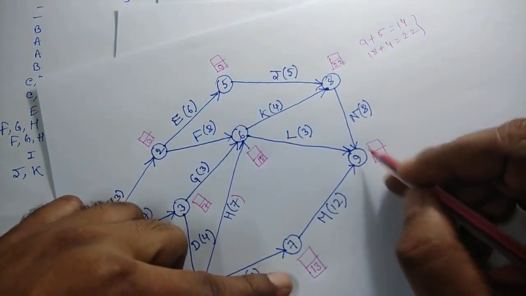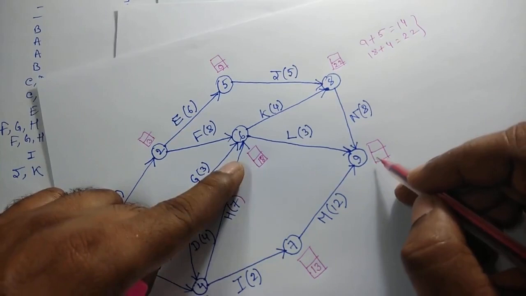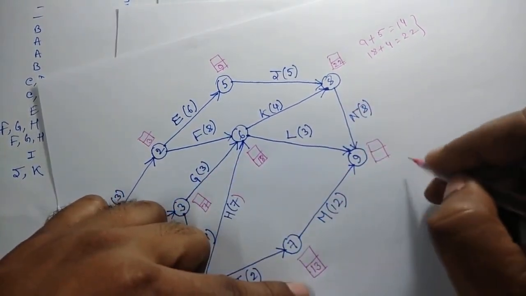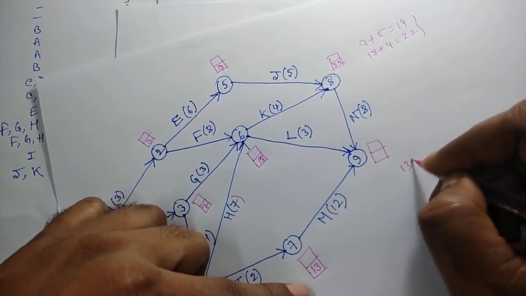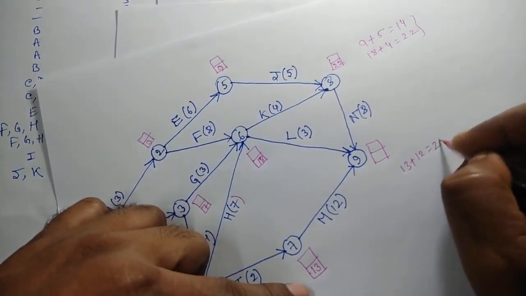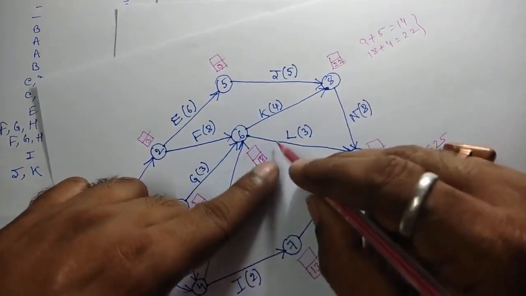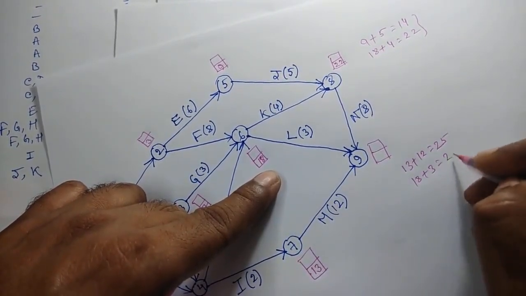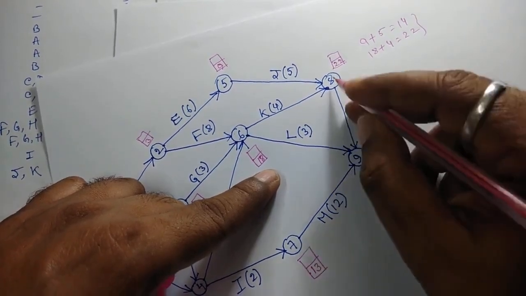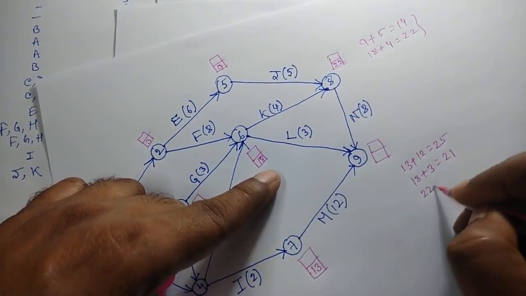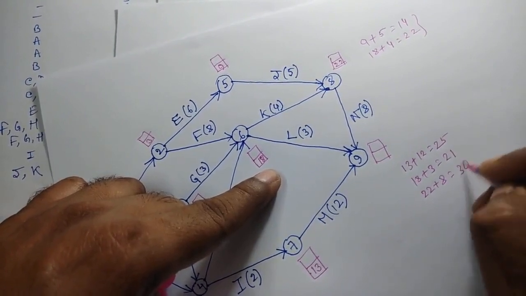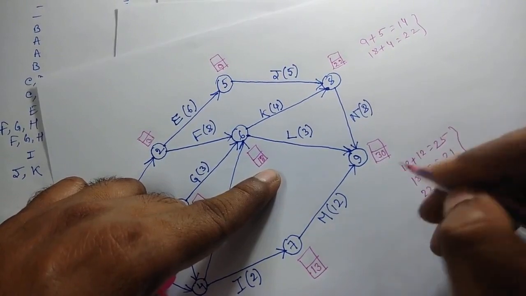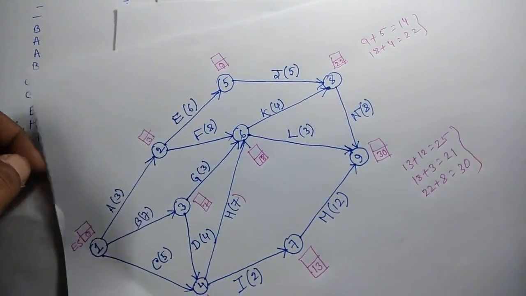Next, for the final node, there are three paths. So it will be 13 plus 12 equals 25 for this path. For this path, 18 plus 3 equal to 21. And for this path, 22 plus 8 equal to 30. Consider the highest value, that is 30. So 30 will be the earliest start time.